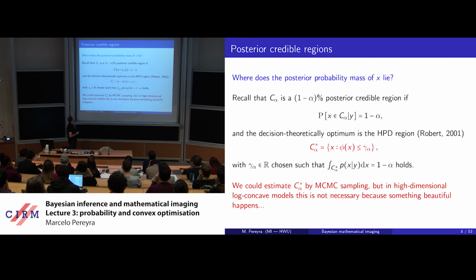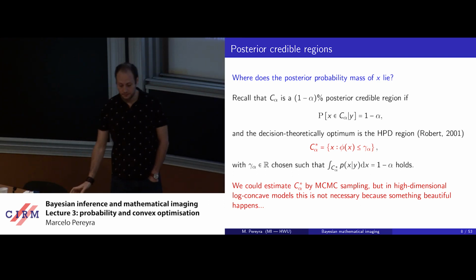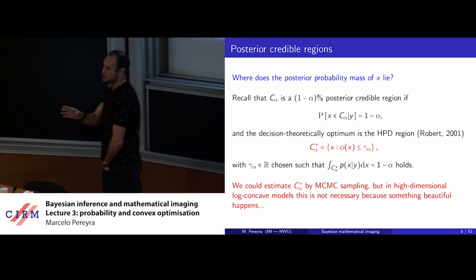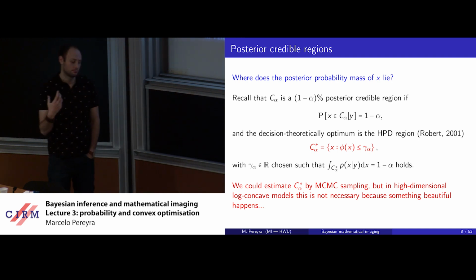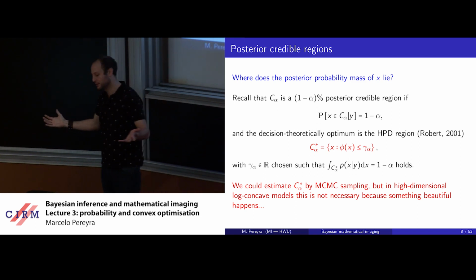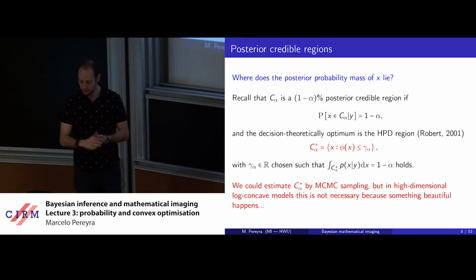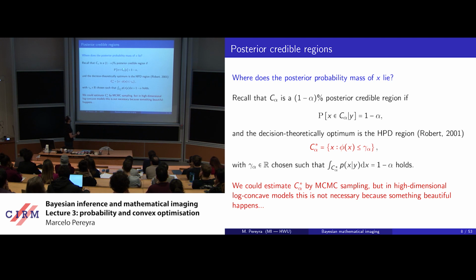So where does the posterior probability mass of X lie? So we talked about this yesterday as well. I'm not trying to report one solution. What I want to understand is what's the part of my space of solutions of images where most good solutions live. So we formally write that as a set C alpha, such that the probability of X belonging to C alpha given the data I observed is 99%, 95%.